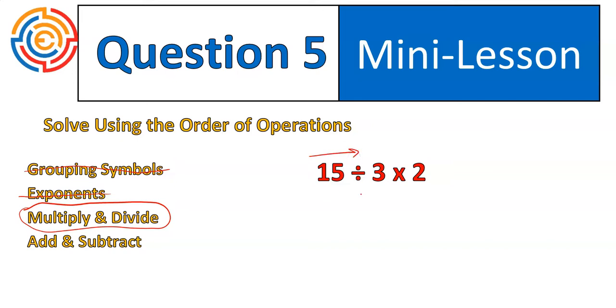So we'll do 15 divided by 3, which gives us 5. And then we leave everything else as it is. And then we solve 5 times 2, which gives us 10. And that's our final answer for this question. Again, with division and multiplication, it works the same as addition, subtraction. You start at the left and you move to the right.